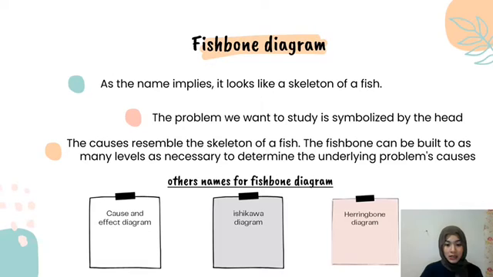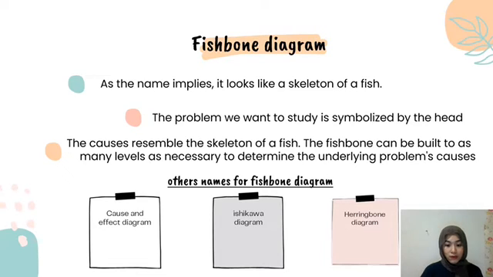As the name implies, it looks like the skeleton of a fish. The problem we want to study is symbolized by the head. The causes resemble the skeleton of a fish. The fishbone can be built to as many levels as necessary to determine the underlying problem causes, which means that for the bones of the fish, which resemble the causes, you can come up with many factors that are needed to determine the main root cause of the problem.